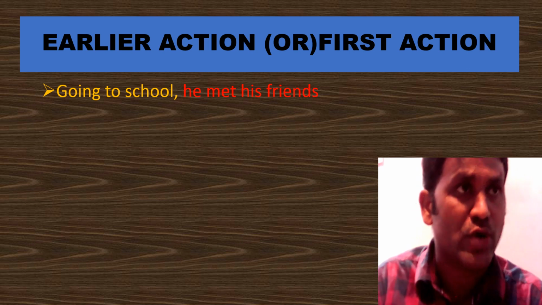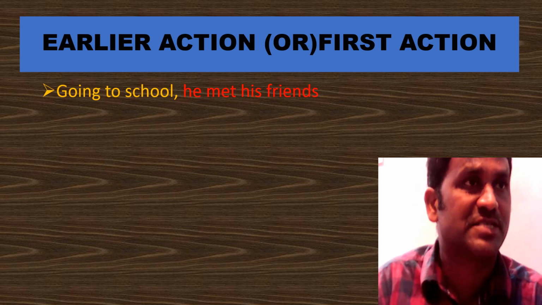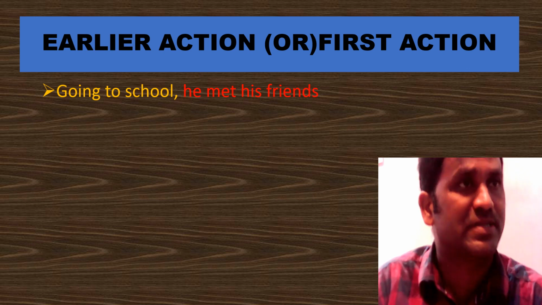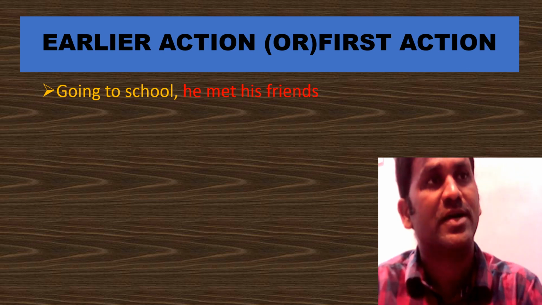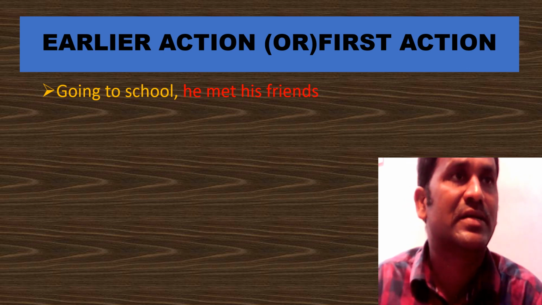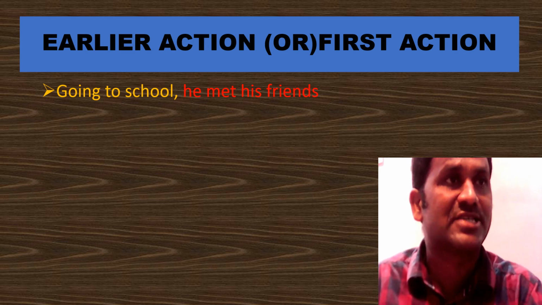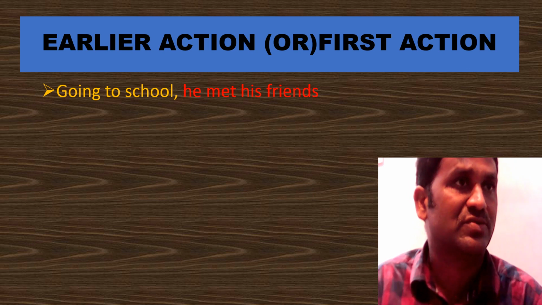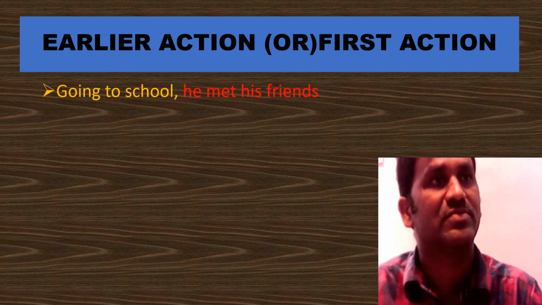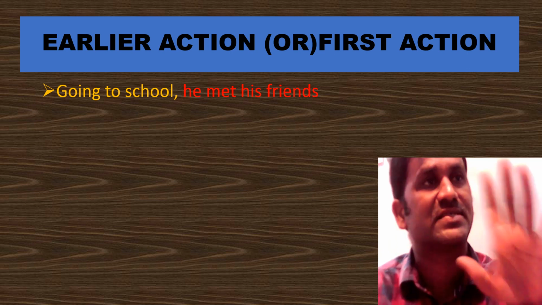See, going is a present participle. Go plus ing form is there, present participle. So this present participle part, going to school, in yellow color indicates this action is the first action. School ki velli, he met his friends. First action is veladam. He went to school and he met friends.